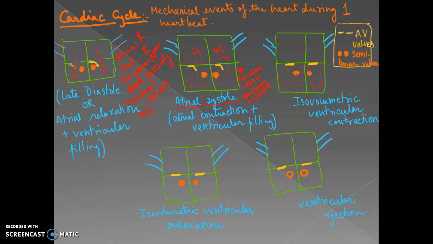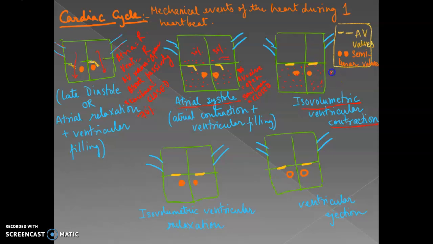And this is called isovolumetric contraction. This is called what? Isovolumetric contraction of the ventricles. Now the ventricles will just start to contract. It has not contracted to its full capacity. So it's just starting to contract. And when it just starts to contract, what happens to the AV valves and what happens to the semilunar valves?